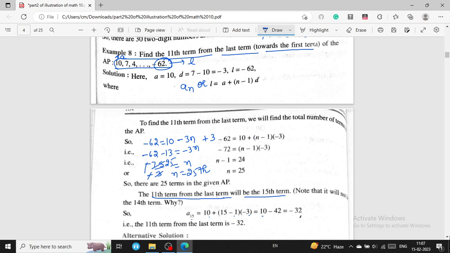Then when we substitute values, we find minus 32. So the 11th term from the last term is minus 32. Now next example.